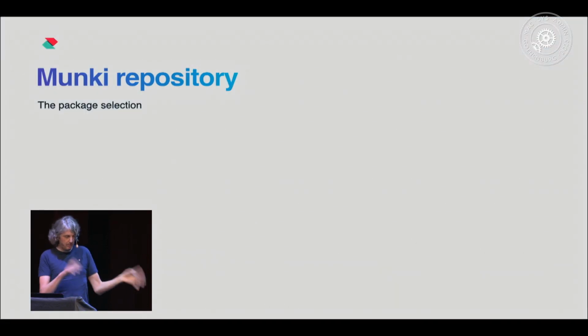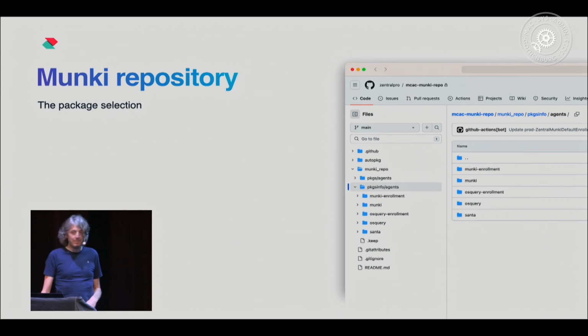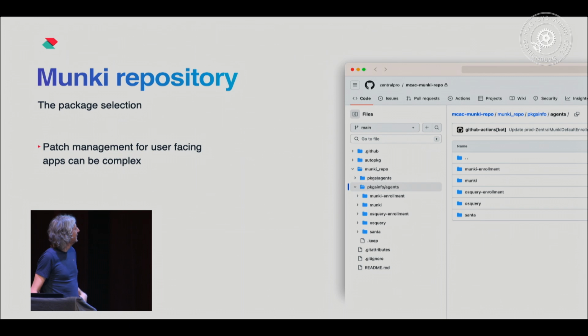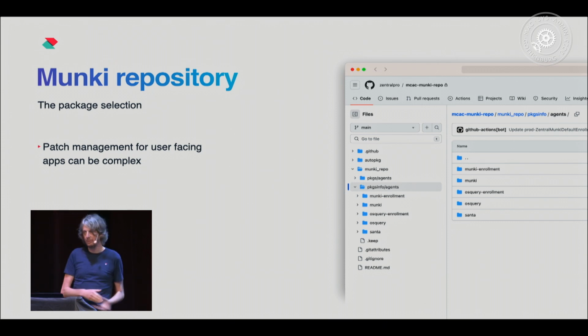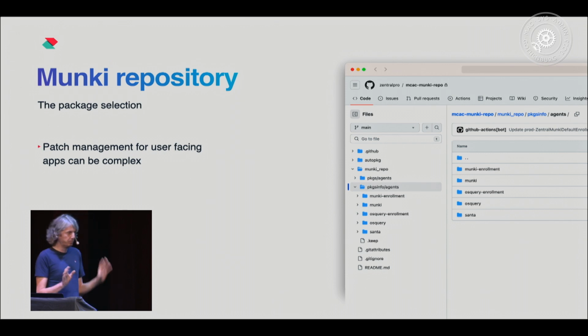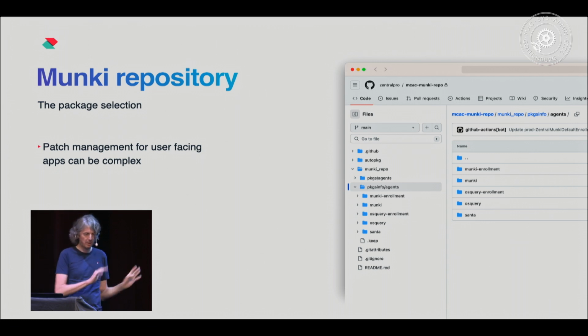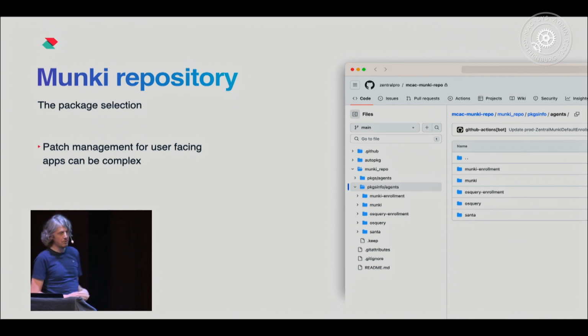So first we will have a quick thing about the package selection. Yeah, so it's a very limited package selection. I mean, we didn't have a lot of time to build this whole client. Patch management can be a bit complex for user-facing applications. There's debates about if you want to do it with Munki or if you want to use the built-in mechanism in the apps. So we left it as a work-in-progress item, and we are going to concentrate on the agents we actually require for the client.